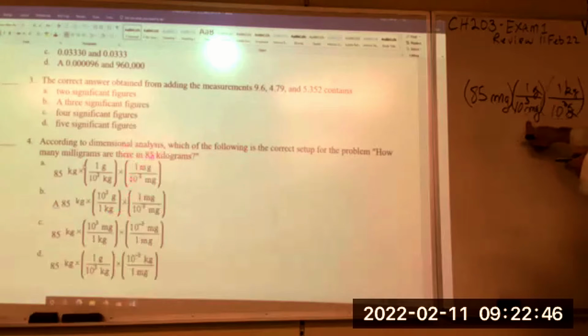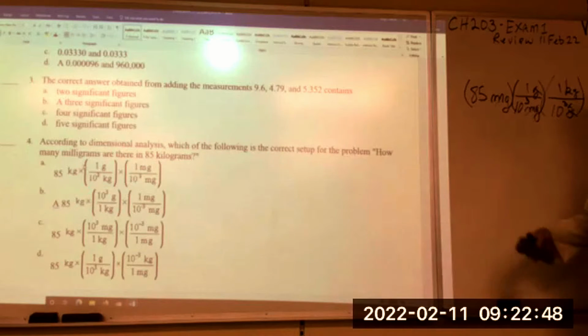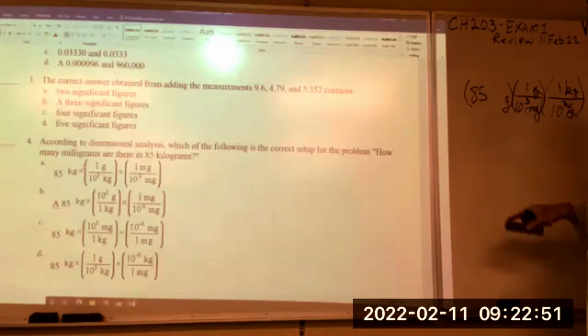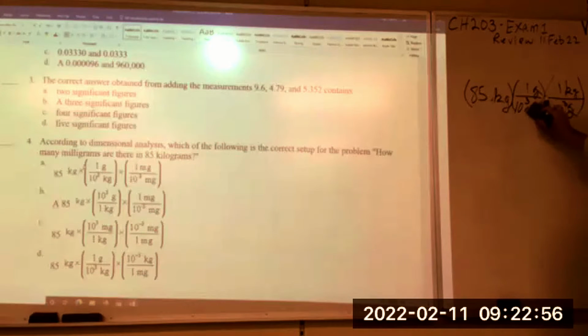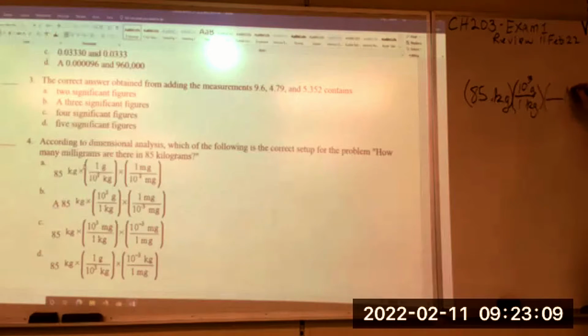Wait a minute. Why didn't you stop me? That's supposed to be kilograms. Okay. Let's do this all over again. There we go. 10 to the third grams per kilogram, and then milligrams on the top, grams on the bottom, 10 to the third milligrams per gram. Now, that fits grams per kilogram.